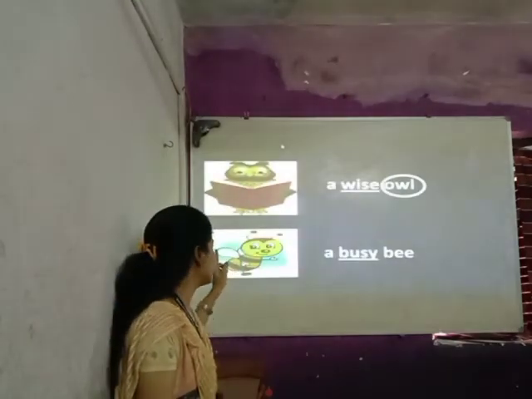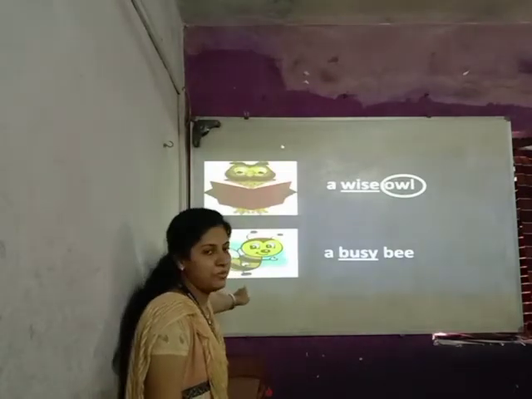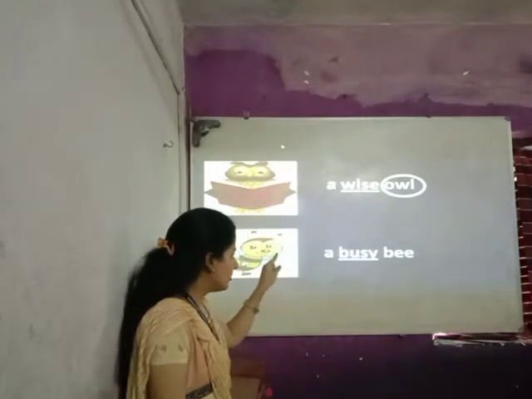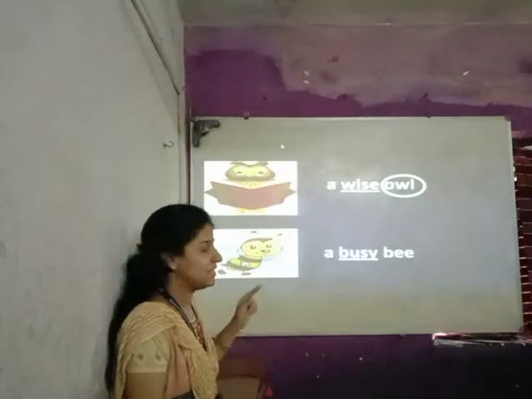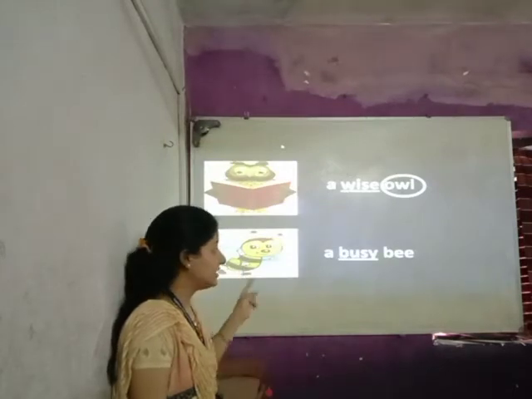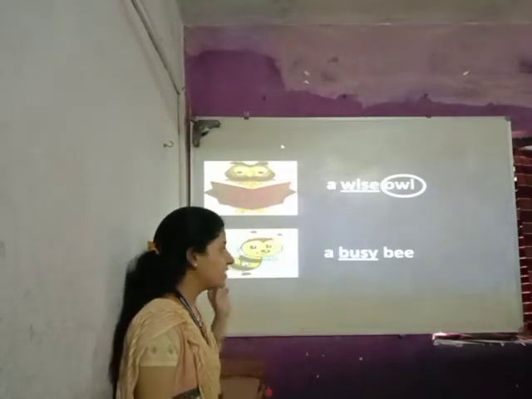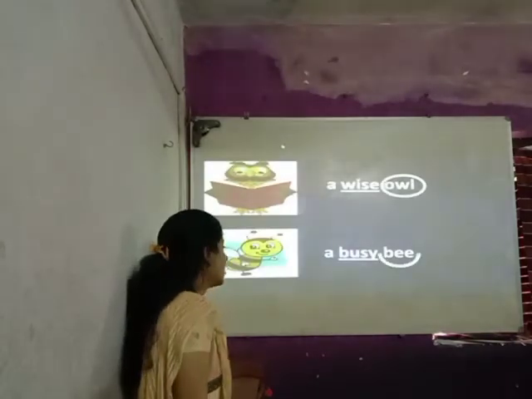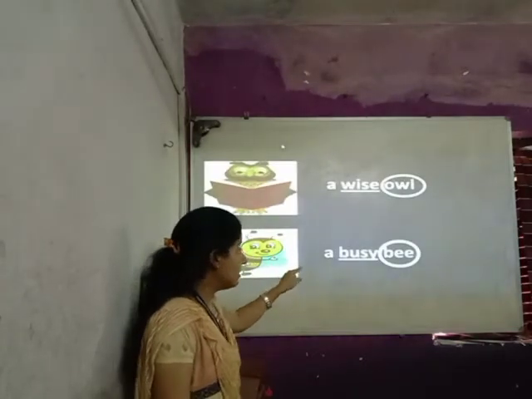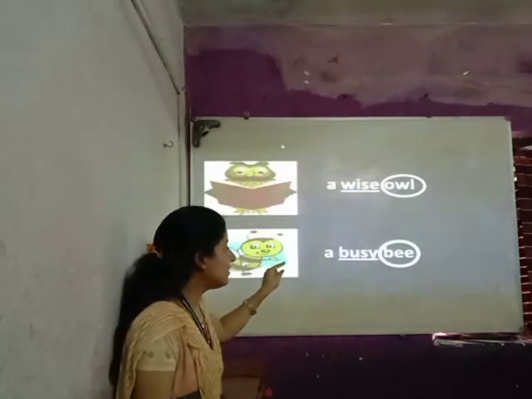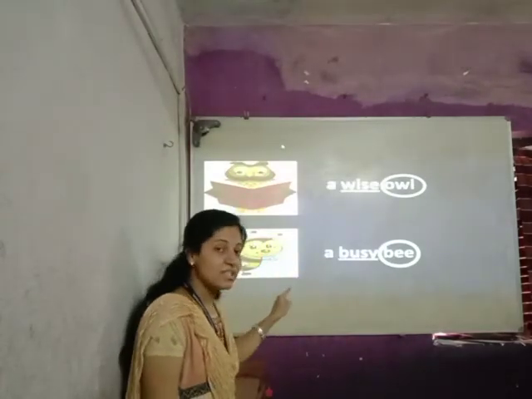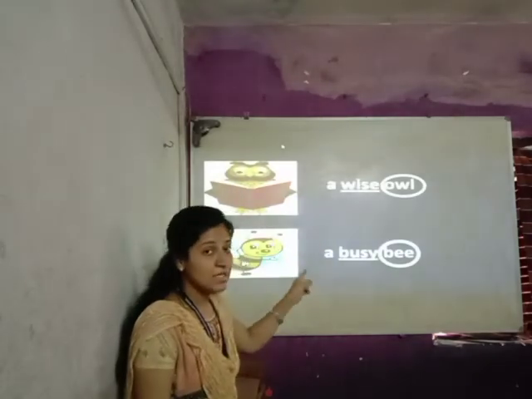Now, see the next sentence. In this picture you will see a bee. A busy bee. A bee is there, but a busy bee. So, the word busy describes about whom? It describes about the bee. So, busy is a describing word because it describes the bee. And bee is a naming word. So, we circle the word bee and we have underlined the word busy. Busy is a describing word and bee is a naming word.